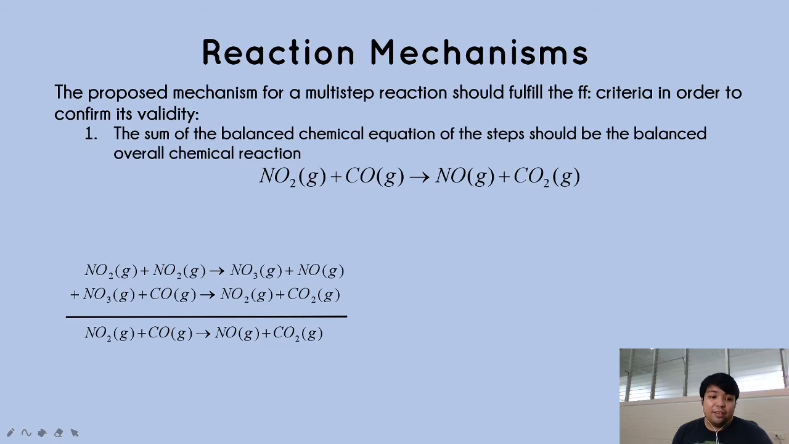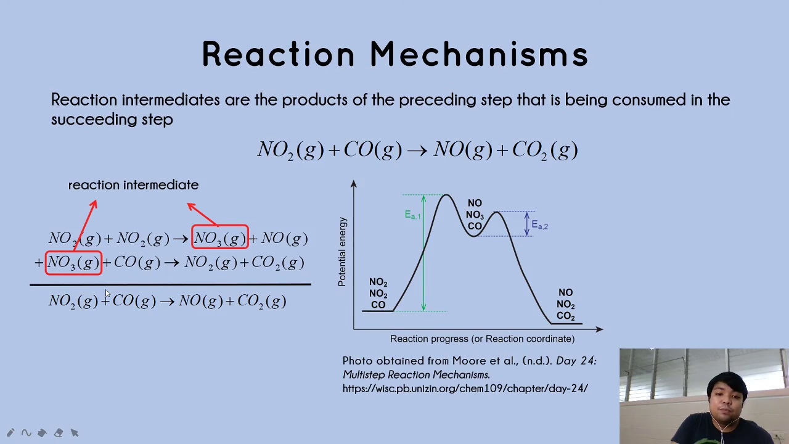And we have seen that one of the products in the first step is also one of the reactants on the second step. If you see it here, this one here is the nitrogen trioxide gas. And those are what we call the reaction intermediate. We will show later on where the reaction intermediate is placed in our energy diagram. We have shown it here.